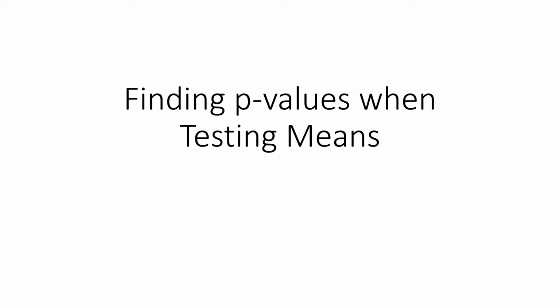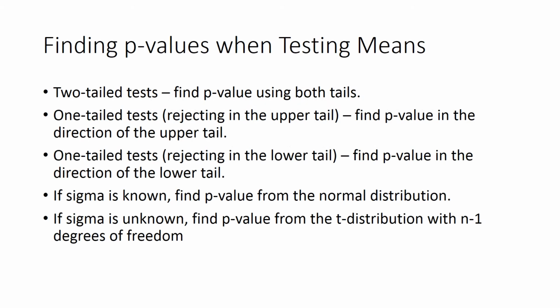Finding p-values in hypothesis tests is an area in statistics that causes a lot of confusion, but it does not have to. In this video, I go over a few simple rules that will lead you to the correct answer. One key idea is that the alternate hypothesis gives you a roadmap to finding the correct p-value.